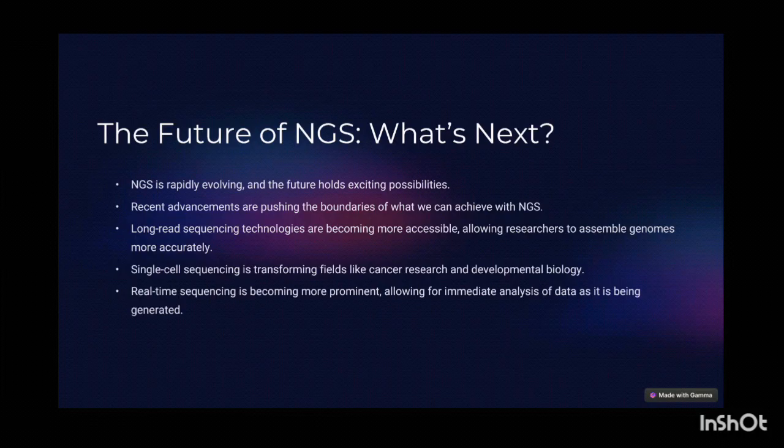Looking ahead, the integration of artificial intelligence and machine learning with NGS data is highly likely to be a game changer. AI can help to automate the interpretation of complex genomic data, identifying patterns and variations that might be missed by human analysis. This could revolutionize fields like personalized medicine, where fast and accurate interpretation of an individual genome is critical for tailored treatment.